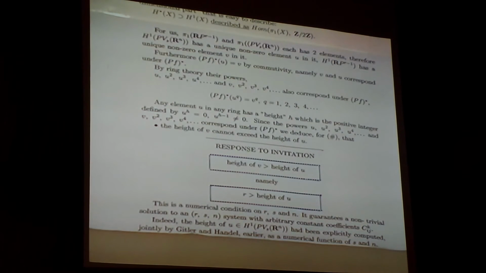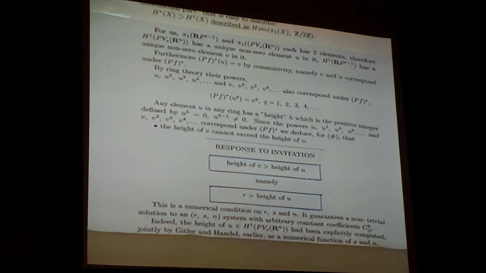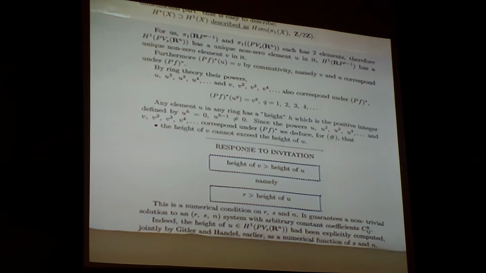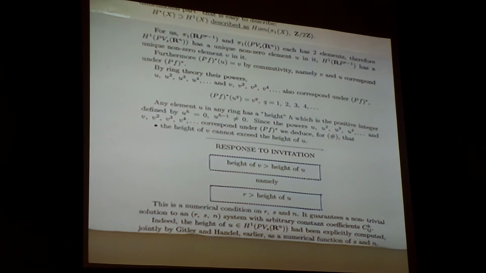The correspondence already includes the R, and then indeed the height of this element U, as a one-dimensional cohomology element in the projective Stiefel manifold, has been explicitly computed jointly by Gitler and Handel in a paper slightly earlier than the previous. And this is given as a numerical function of S and N. The Stiefel manifold is Vsn, so the height of its cohomology part would be a numerical function of S and N. And in the earlier paper, that height has already been computed.